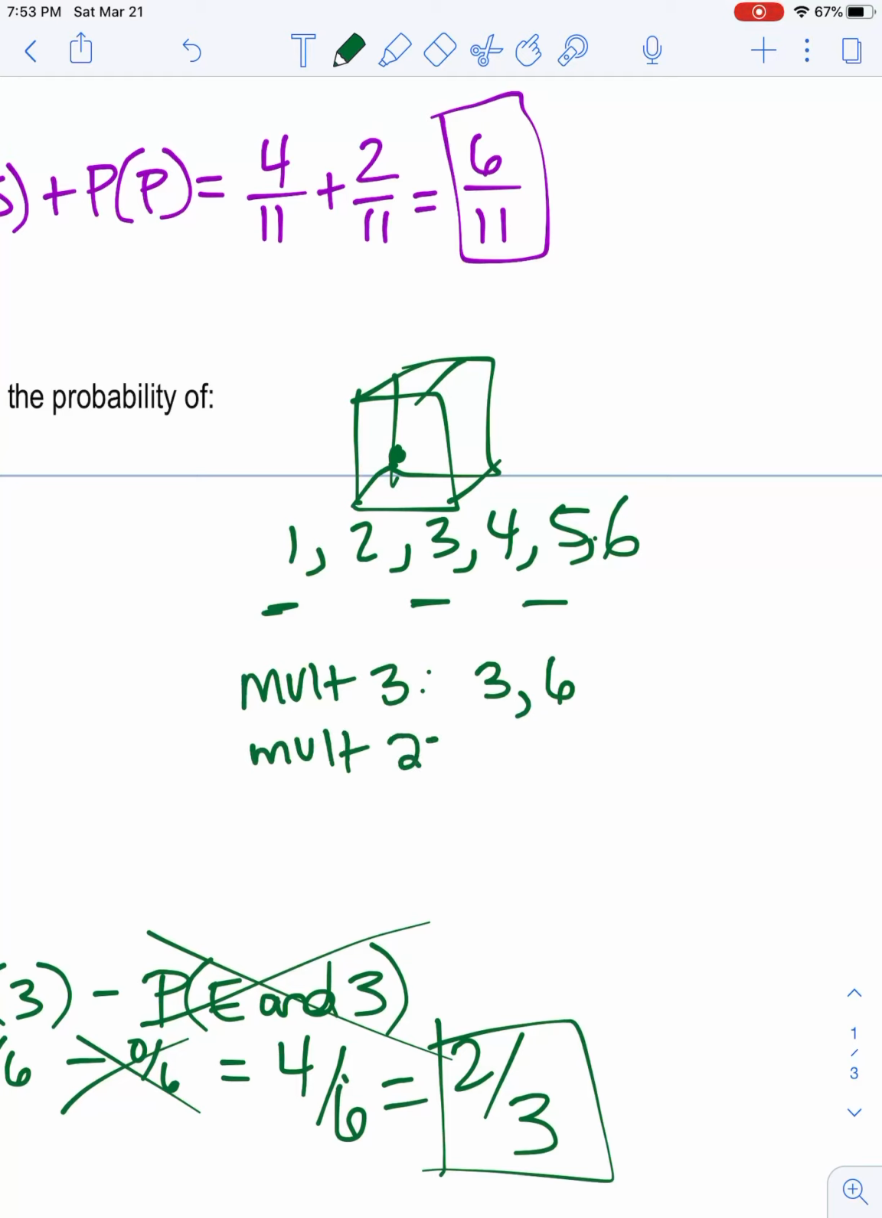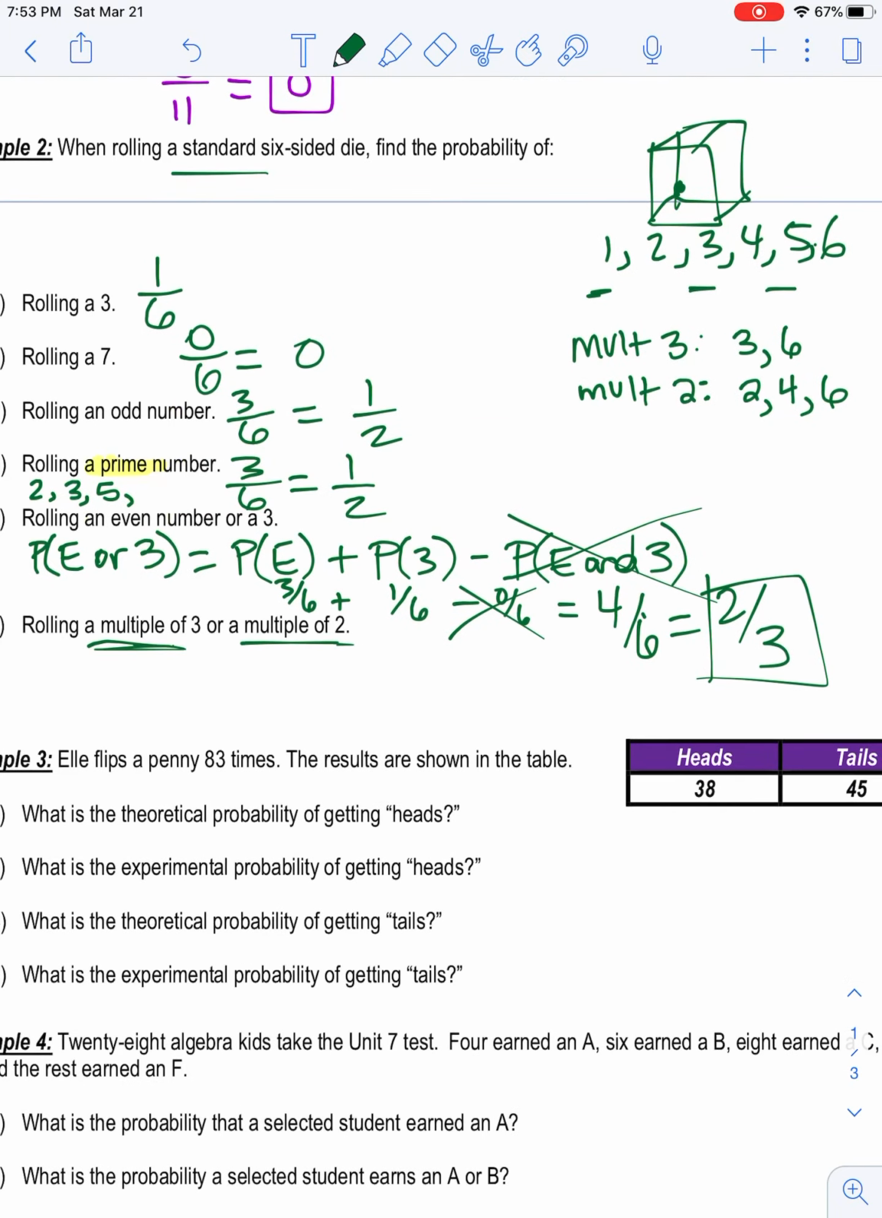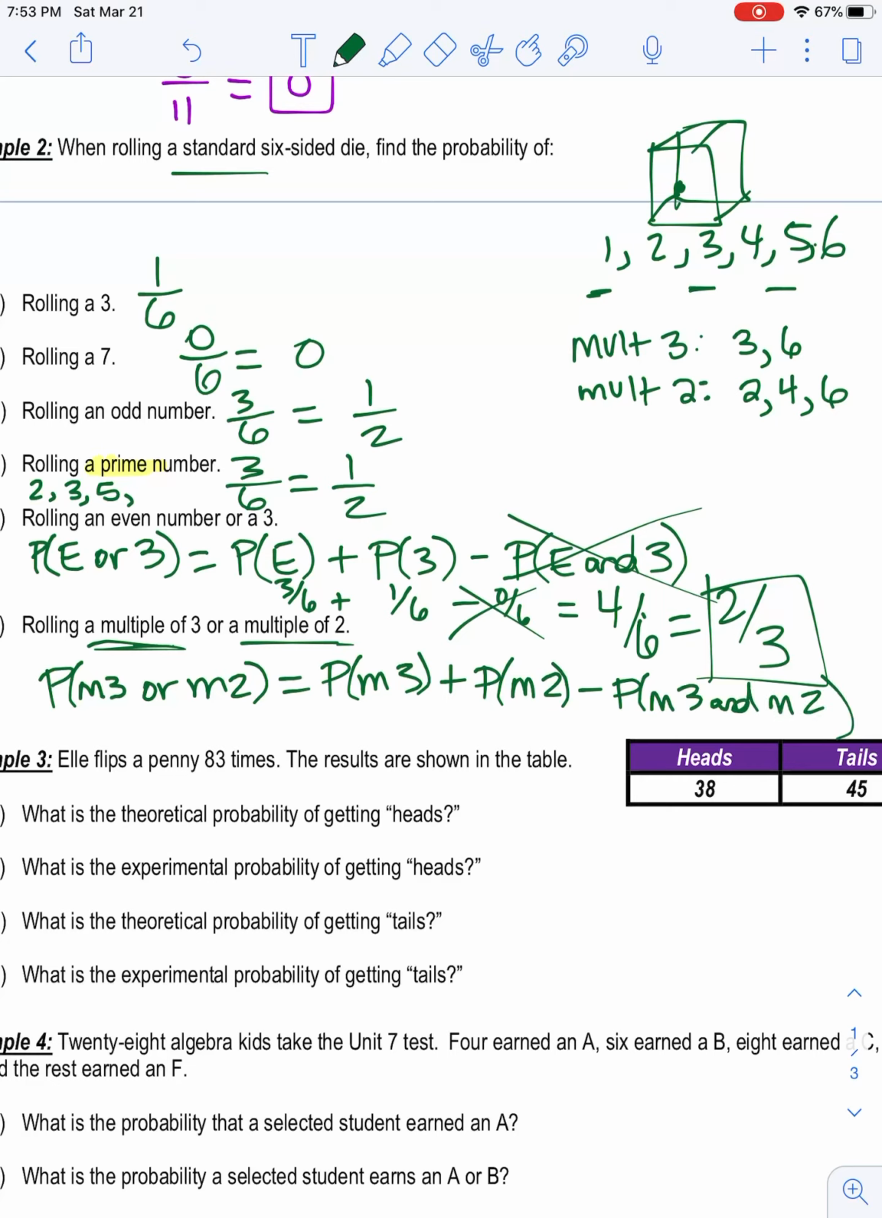Multiples of 2 would be 2. If I add 2 to that, I get 4. If I add 2 again to that, I get a 6. Okay, so those are the multiples of 3 and the multiples of 2. So if I want the probability of getting a multiple of 3 or a multiple of 2, I'm going to find the probability of a multiple of 3 plus the probability of a multiple of 2 minus the probability of a multiple of 3 and a multiple of 2, using the addition rule.